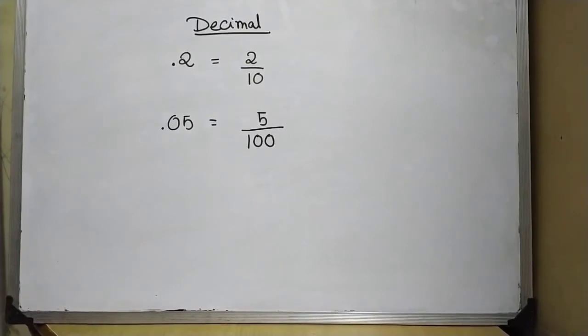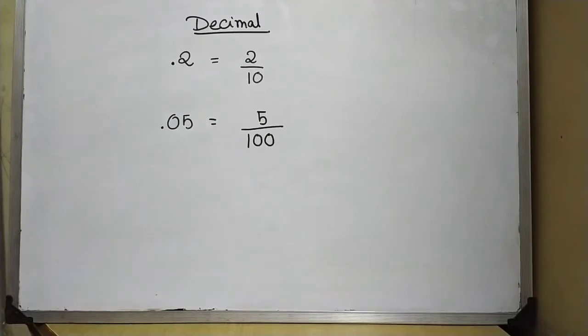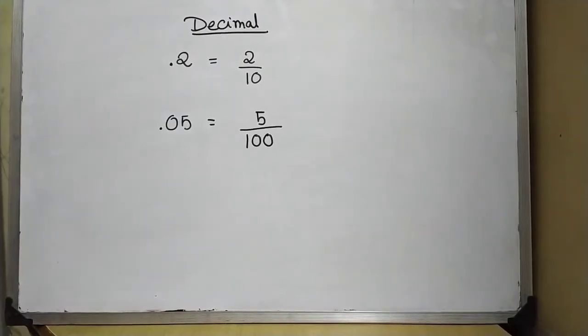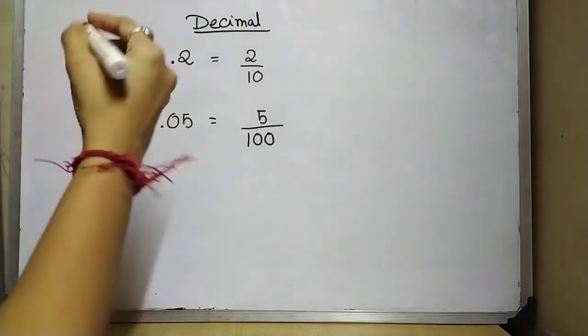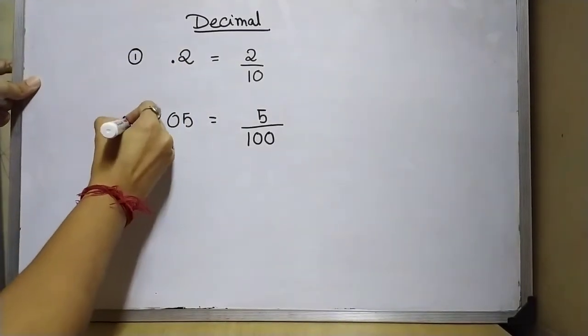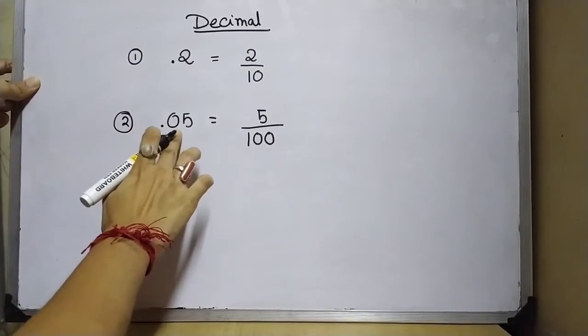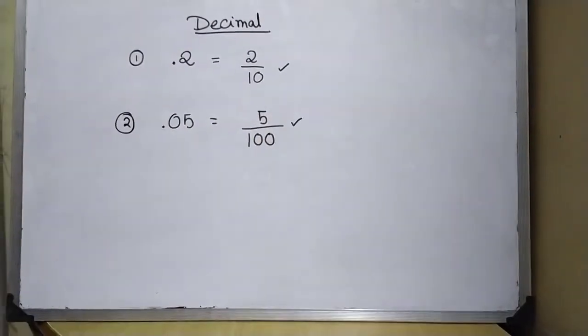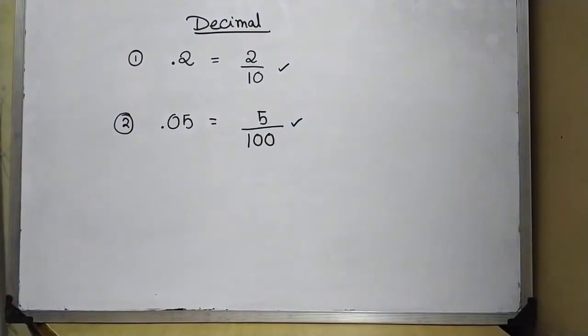Now in this chapter we are going to learn about this fraction only, and we will expand on them. Now how can we compare these numbers? The first number is 0.2, and the other is 0.05. Here I want to compare these two numbers and see which one is greater and which one is smaller.